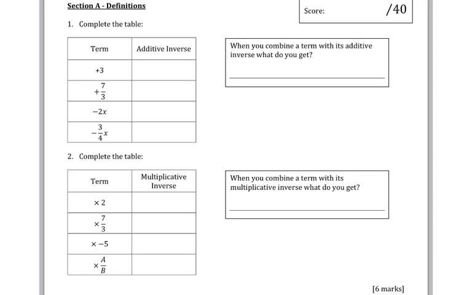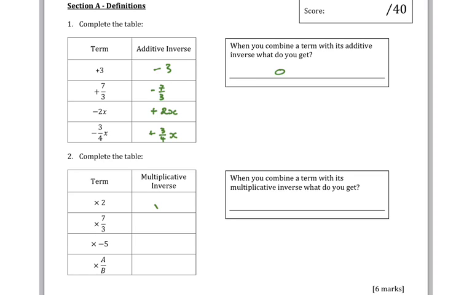Additive inverses, we should know, make 0. So what makes 0 to plus 3? Well, plus 3 minus 3 makes 0, so negative 3 is the additive inverse of positive 3. Negative 7/3 is the additive inverse of positive 7/3. Positive 2x is the additive inverse of negative 2x, and positive 3/4 of x is the additive inverse of negative 3/4 of x. Additive inverses make 0.